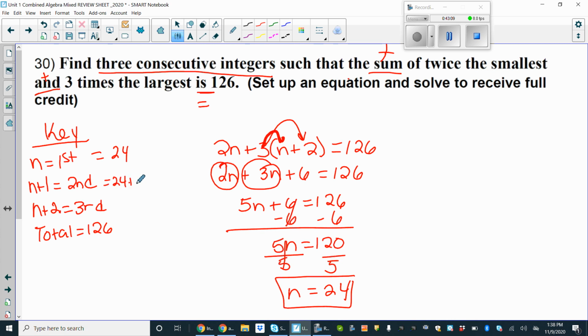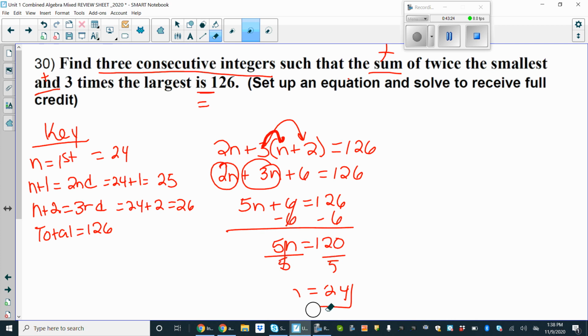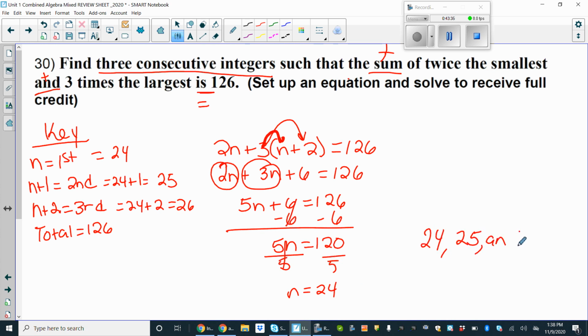24 plus 1 equals 25, and 24 plus 2 equals 26. So the integers are 24. Let me erase this, because that's not the answer. That's just n. We have to find all 3 of them. So 24, 25, and 26. And that's the end of your review sheet.